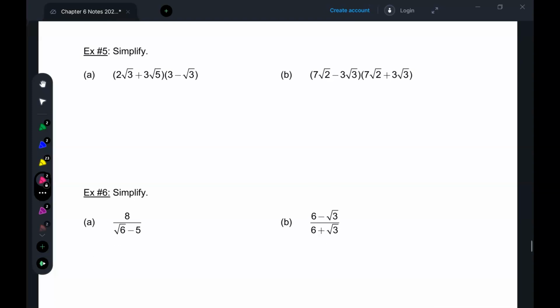Okay. All right, next one. We got 2 binomials. Means FOIL.